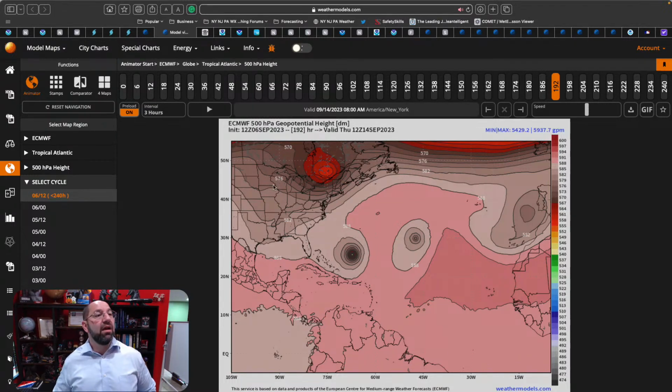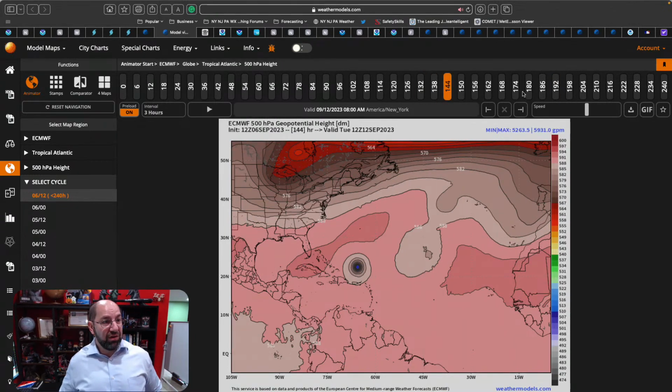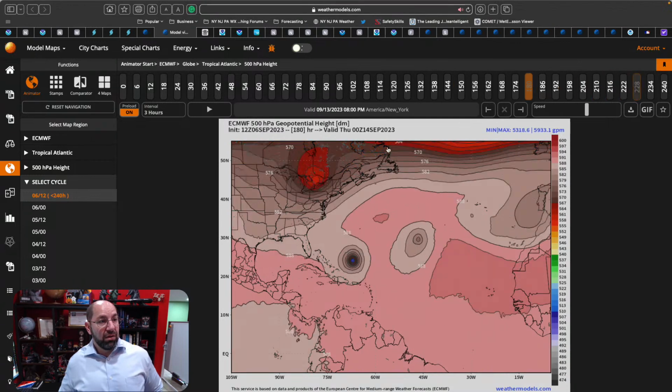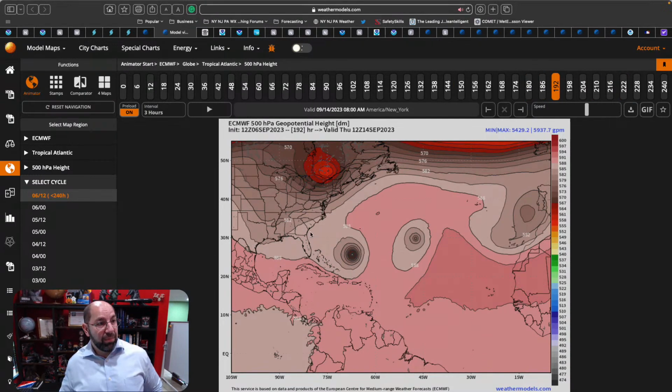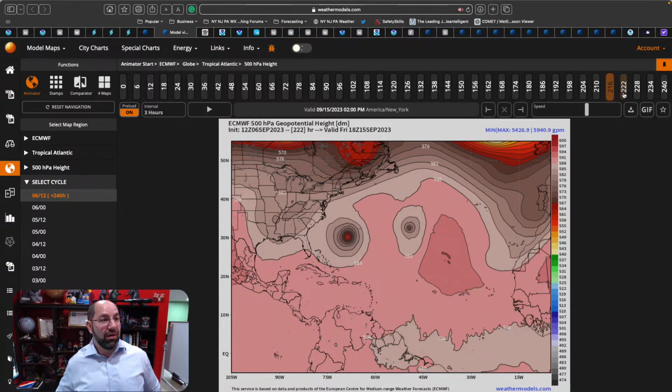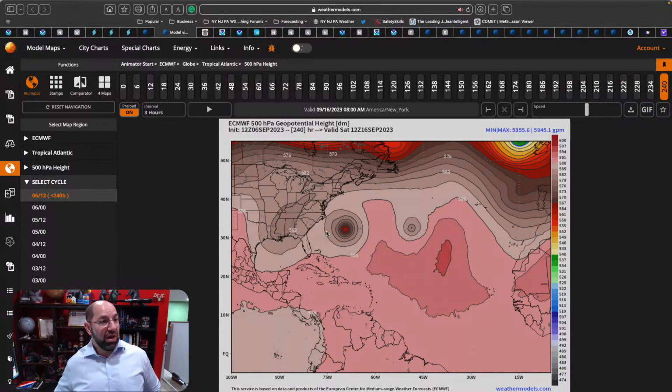But there's a limit. The reason why there's a limit is because of this trough axis here. You see this positive tilt? That supports southwest to northeasterly wind. So the storm has to get kicked out. And that's why you're seeing that.